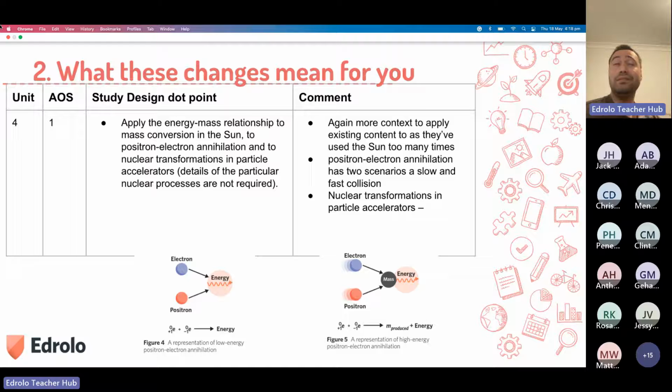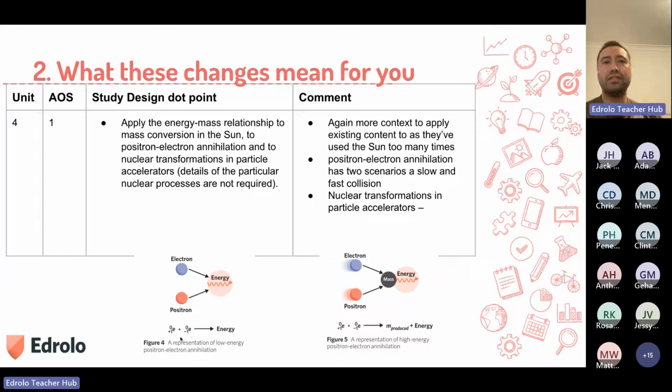Positron electron annihilation was in year 11, but not in this regard. Essentially, there are two different ways that positrons and electrons can annihilate each other. If we're talking about particle accelerators as well, you can have a low energy positron electron annihilation, in which your electron and your positron have a very, very low kinetic energy. So essentially, you can represent it using their mass energy. They annihilate each other completely, resulting in all the mass being converted into energy. And that's quite straightforward using their rest energies for your equations. So that's a very straightforward application of mass energy.